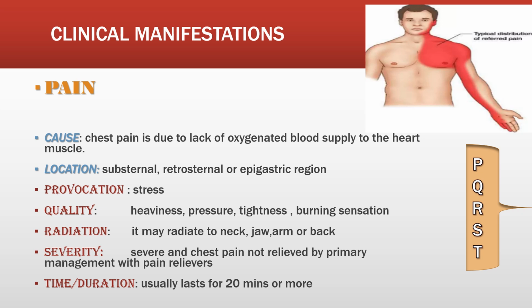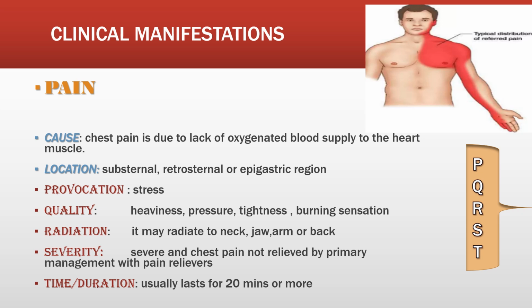So first we begin with pain. How will the patient present to you? He will present to you with severe pain. That's how he will come to you, with nothing else but pain. What is the cause of the pain? The chest pain is due to lack of oxygenated blood supply to the myocardium. Location, you will see he'll be holding his chest most of the time. So it will be substernal, retrosternal, or epigastric.